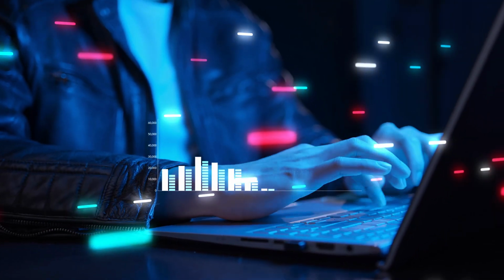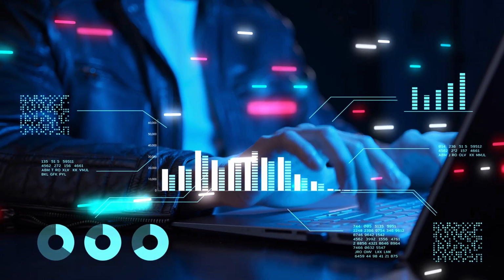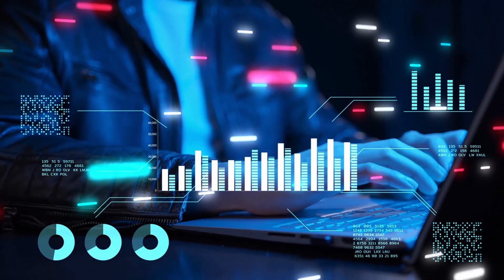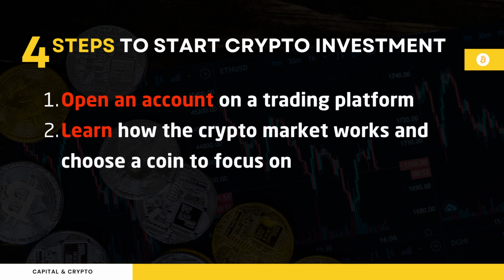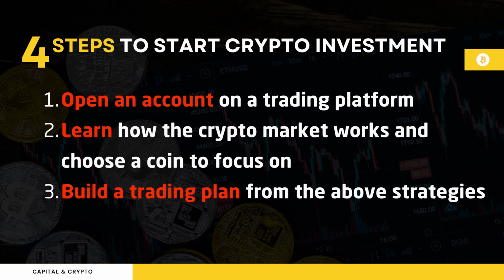Now you know the basics of cryptocurrency trading strategies, but how do you get started? The first step is always to open an account with an exchange or with a bank. And number 2, you have to learn how the cryptocurrency market works and choose a coin to focus on. With so many options, remember the importance of diversifying your crypto portfolio. And number 3, building a trading plan from the above-mentioned strategies. Choose one which aligns with your personality and risk appetite.